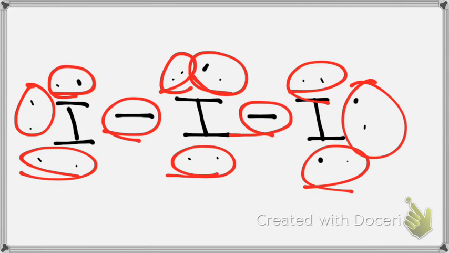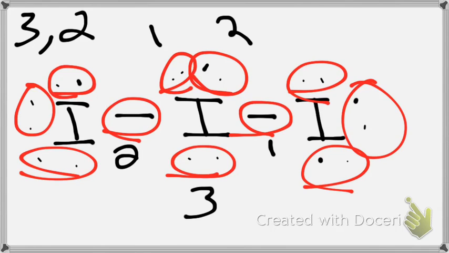Here, if we were going to go ahead and look at our table, what we're going to see is that we have 3 groups of lone pairs in the center atom. So here we're going to have 3, right? 1, 2, 3 groups. And how many things is it attached to? Well, 1 and 2. So we're looking for 3 and 2 in our table.